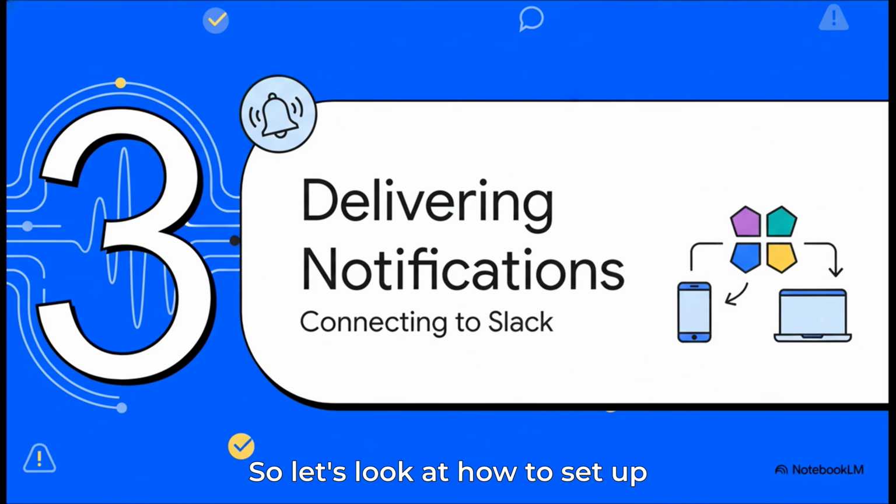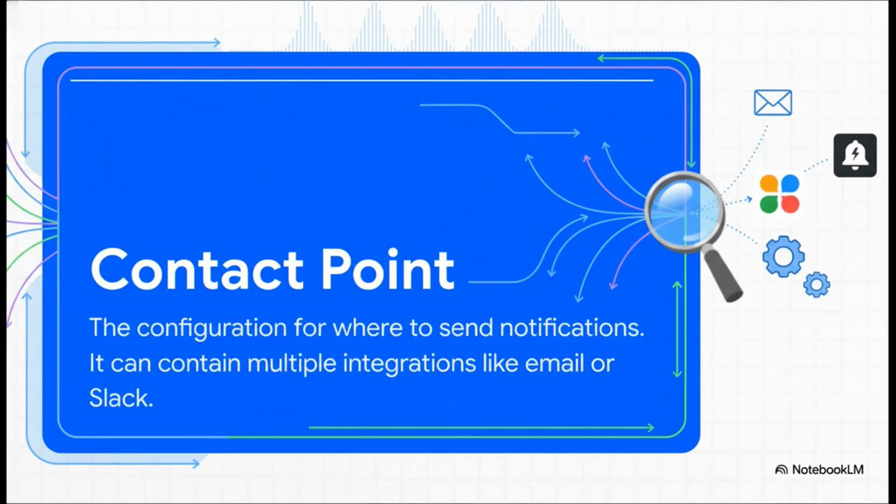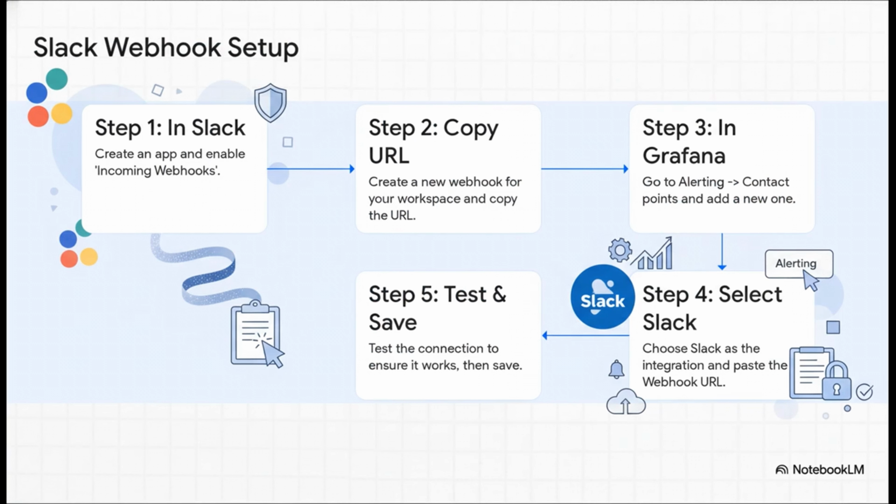So let's look at how to set up what's called a contact point, and we'll use Slack as our example. A contact point is pretty much what it sounds like. It's where Grafana sends the notifications. The really cool thing here is that it's a decoupled system. You can set up your destinations, like a specific Slack channel or PagerDuty or just plain old email, one time, and then reuse that same contact point for dozens of different alert rules. It's super efficient. And getting this hooked up with Slack is actually pretty simple.